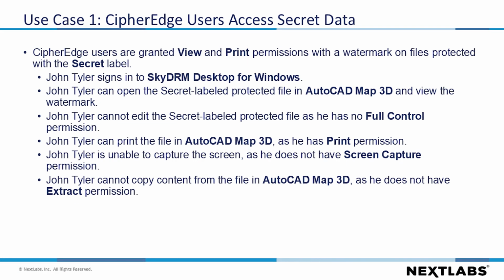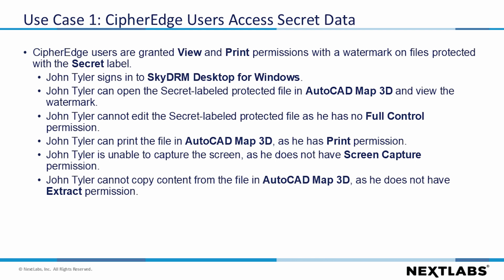UC1, CipherEdge users access secret data. CipherEdge users are granted view and print permissions with a watermark on files protected with the secret label. John Tyler signs into SkyDRM desktop for Windows. John Tyler can open the secret labeled protected file in AutoCAD Map 3D and view the watermark. John Tyler cannot edit the secret labeled protected file as he has no full control permission.